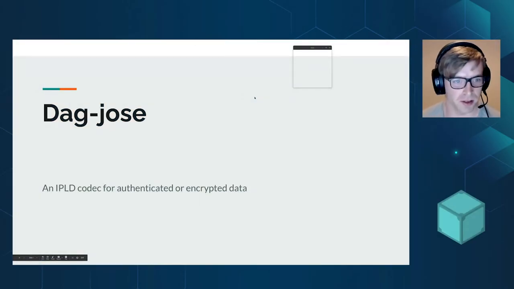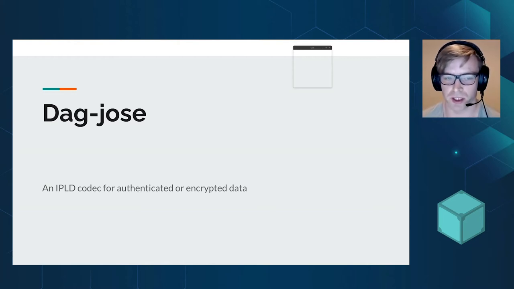I'm going to talk about the Dag-jose project, which is something I've been working on for the past couple of weeks. I've been funded by Protocol Labs and Ethereum and been working with the folks at Textile and Three Blocks to get this done. So Dag-jose stands for, well, Dag as in IPLD, and then Jose is JSON object signing and encryption. So it's a hard J, but everyone seems to say Jose, so that's how I pronounce it.